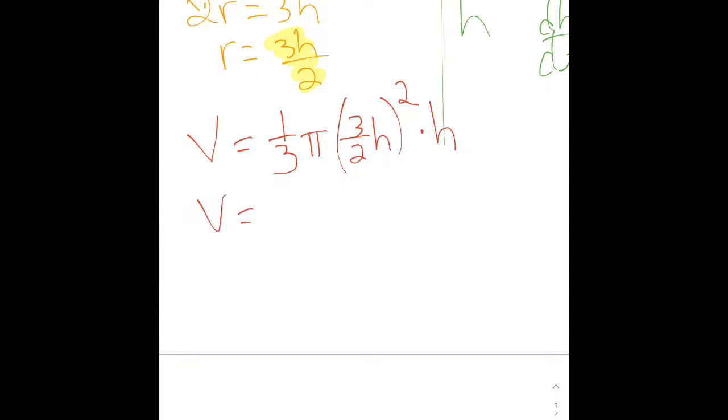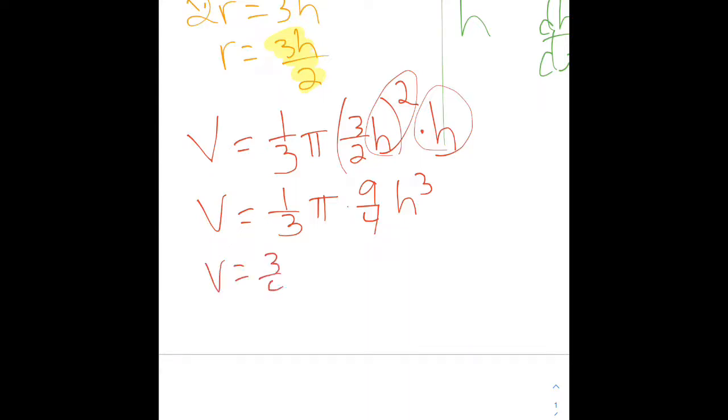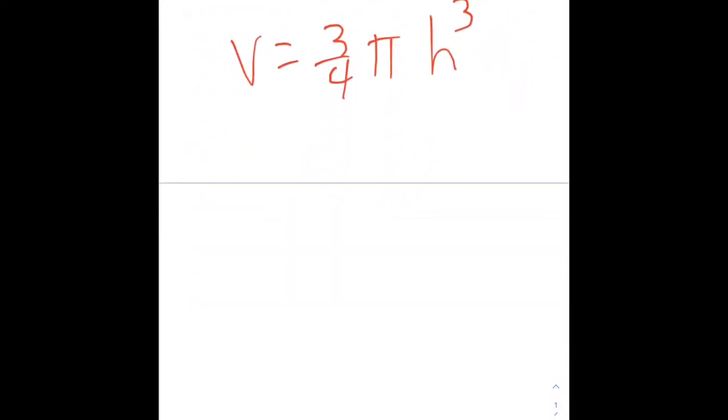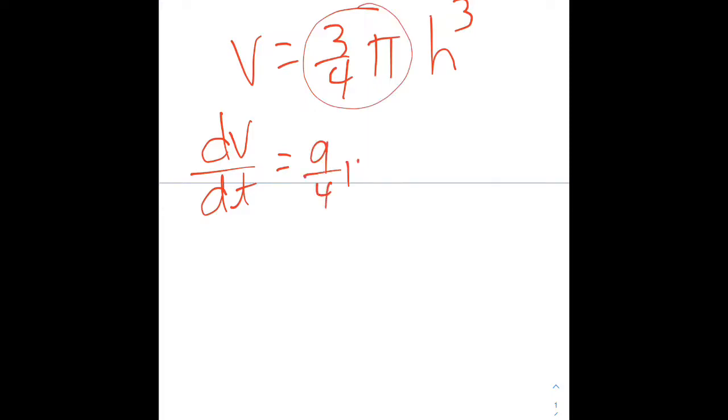So let's clean this up. I have volume is equal to 1/3 pi times 9/4, and then I would have h to the third because I would have h squared times h. Further cleaning this up, this is going to give me 3/4 pi h to the third. So now let's differentiate with respect to time. I have dV/dt is equal to 3 times 3/4 pi would give me 9/4 pi h to the second power times dh/dt.